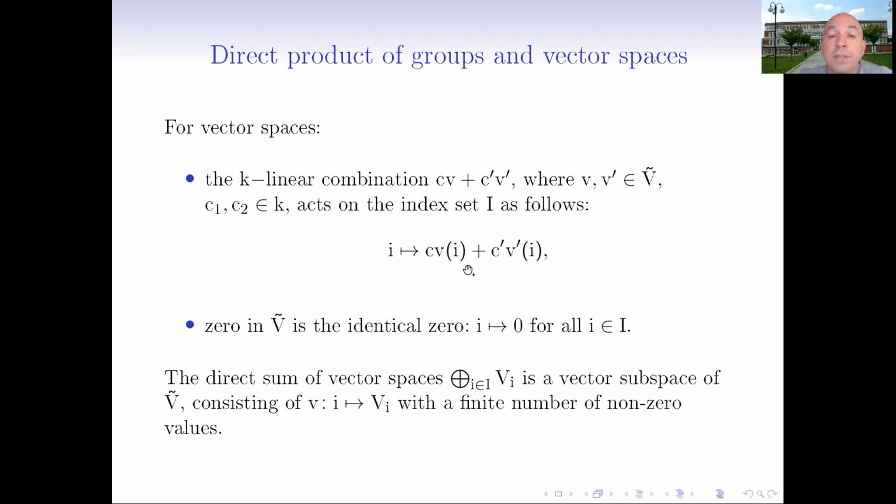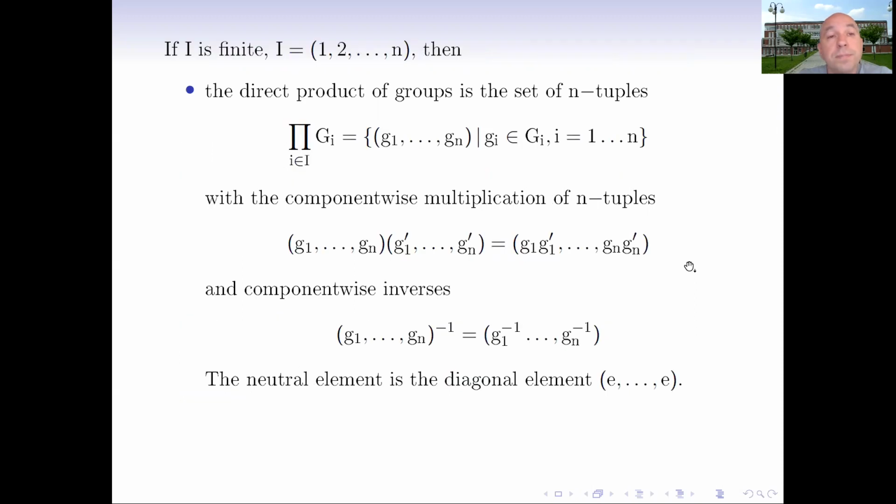So v_i can be non-zero for infinitely many i's if I is infinite. I capital is infinite, but for a vector space, we require that only a finite number of v_i's are non-zero. So for that reason, we can write this as a formal sum. This is the difference between the direct sum and the product of vector spaces.